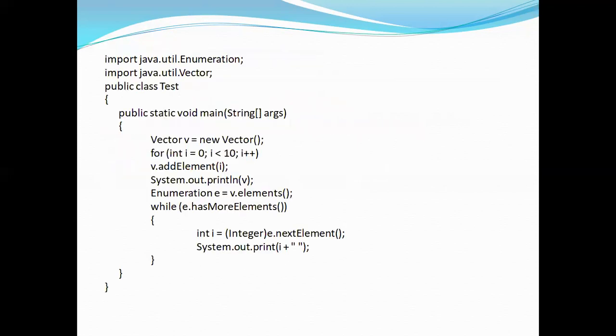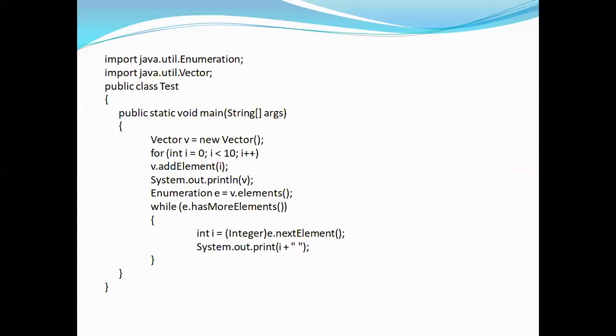Now let's see an example program on this enumeration. Here I'm importing the Enumeration and Vector classes which are in the utility package, and then I'm taking a class called Test. In that, I'm taking the main method. Then I'm creating the vector: Vector v = new Vector.